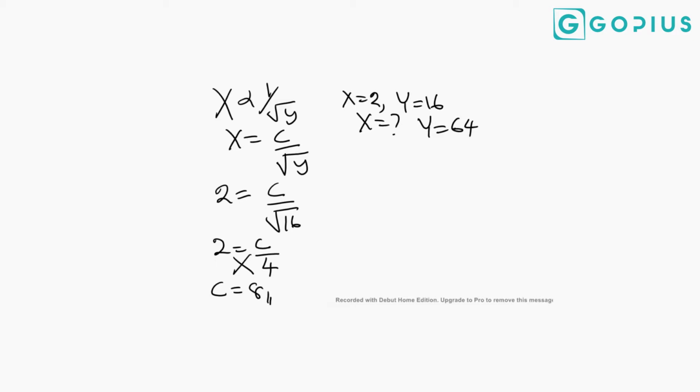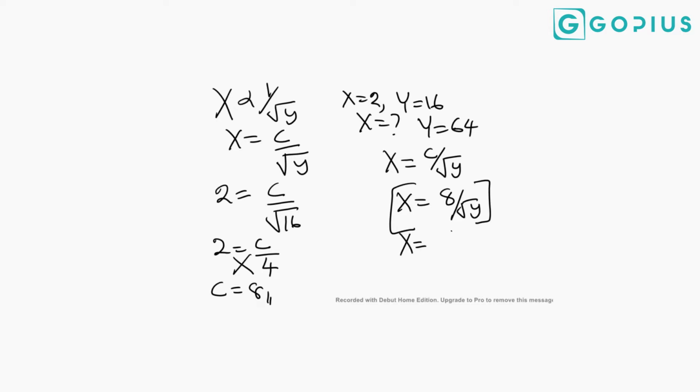Now, if I go back to where I had introduced the constant, which was x is equal to c divided by the square root of y, and replace the constant where I have the c there. Alright, so I have x is equal to 8 divided by the square root of y. So at this point, that is the formula, the law connecting the variables. I've mentioned that before. Alright, we were asked to find x when y is equal to 64.